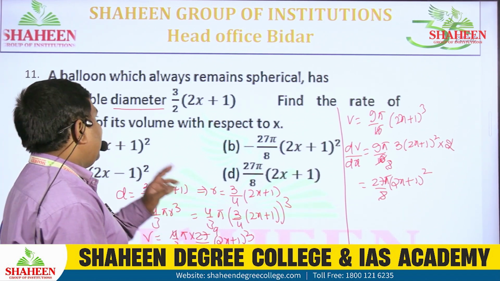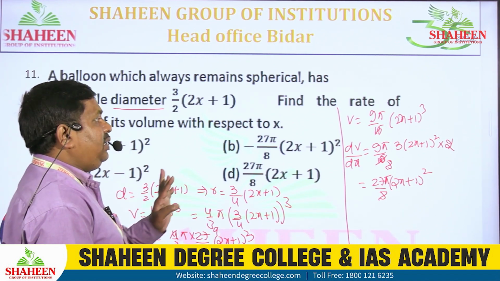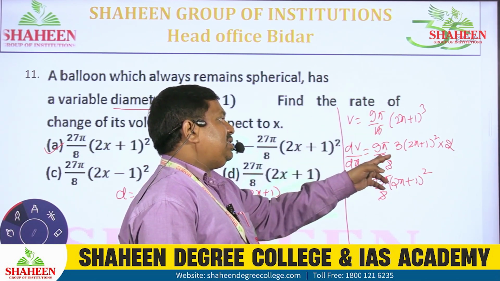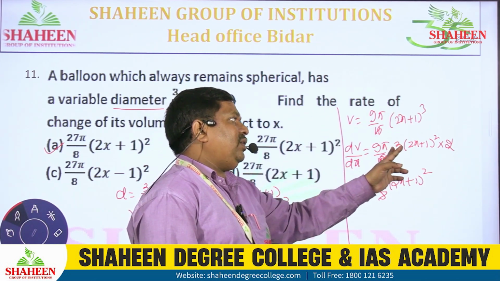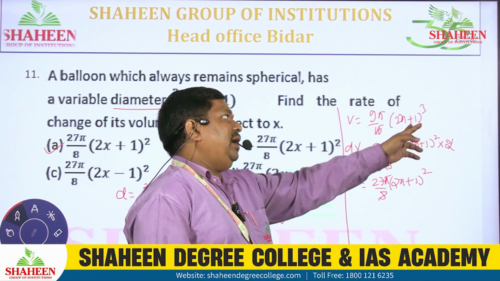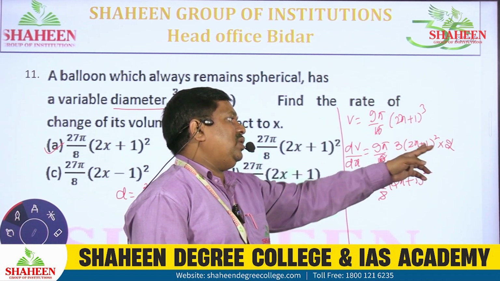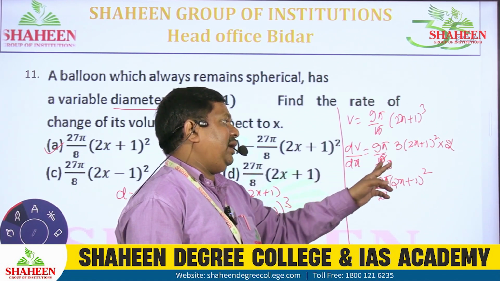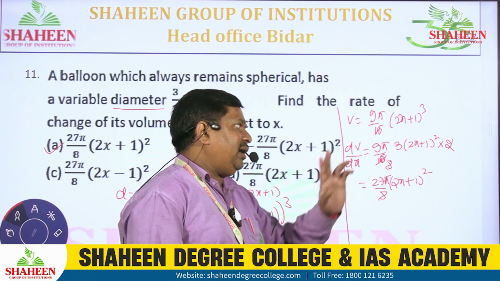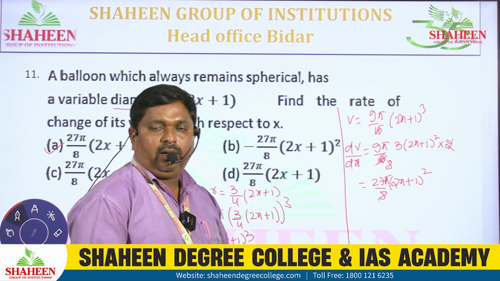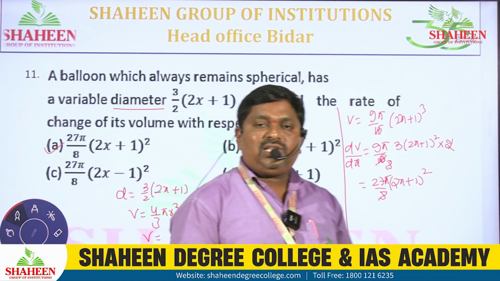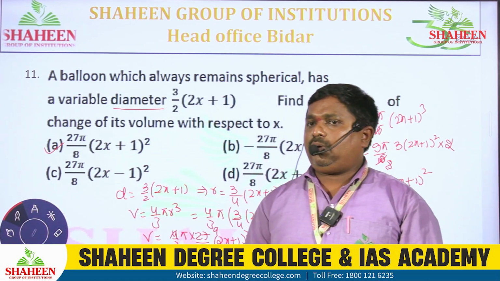We required the rate of change of its volume, meaning differentiating this function with respect to x. 9 pi by 16 as it is, the derivative of the whole cube is 3 into (2x plus 1) whole squared, and the derivative of 2x plus 1 is 2. 2 ones are 2, 8s are 16, remaining 9 3s are 27 pi by 8, and this bracket is (2x plus 1) whole squared remaining. Okay. So in this way we solve this kind of problem.